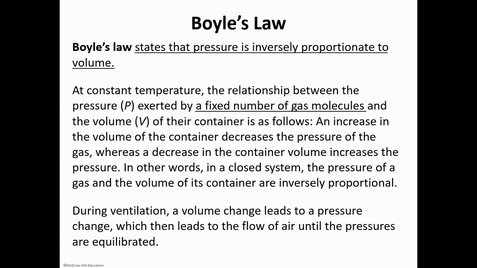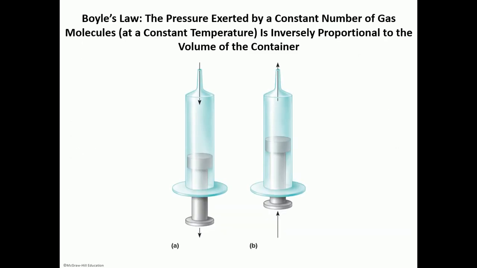Now, what does Boyle's law say? Boyle's law states that pressure is inversely proportionate to volume. I'm going to go to the next slide to explain better how this works. This syringe will show you what happens during inhalation. If you pull that downwards, you've increased the volume inside of the syringe. That increase in volume decreases the pressure on the inside, and that's what Boyle's law states: an increase in volume decreases the pressure.